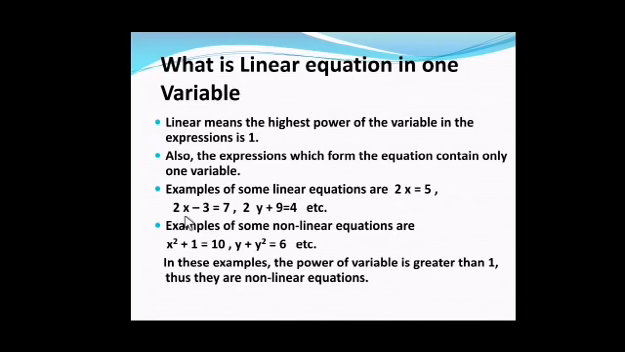See the second example. In this also the variable is only one, that is x. And what is the power of the variable? Power of the variable is again 1. 2x minus 3 equals 7. There is an equal to sign also. That's why this is an equation, meaning a linear equation in one variable. Third example is similar. 2y plus 9 equals 4. Here the variable is y, whose power is also 1. That's why this equation is also a linear equation.